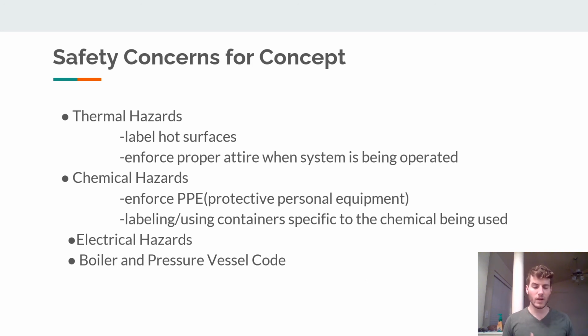The one code or regulation that we might fall into is the boiler and pressure vessel code, since we're going to be heating up a liquid in this contained vessel. We're going to create some pressure, so we might have to look into that. Initially, we think that the system's small enough that it's not going to fall into the boiler and pressure vessel code, but it's still something that we could come back to and check just in case.